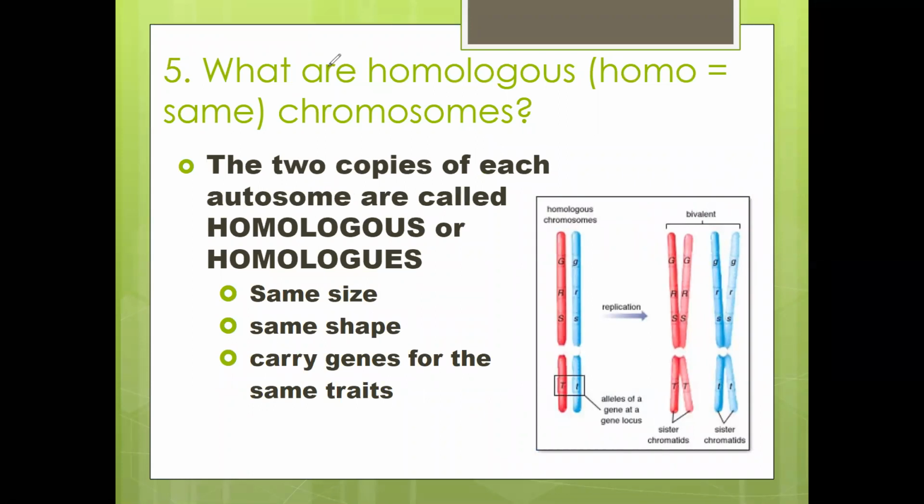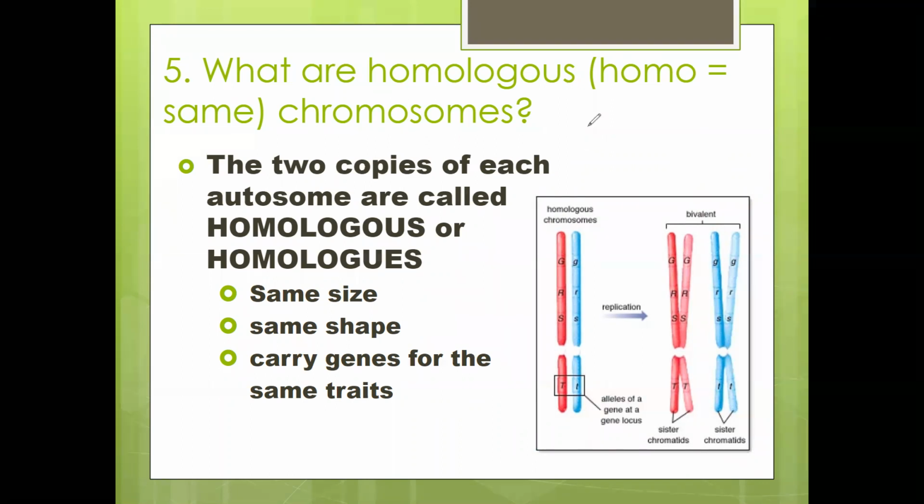You can say that a couple of ways. You can say that the two chromosome ones are homologous to one another, or you can call them homologs. It doesn't really matter which one you choose. They both mean the same thing. But the biggest thing to know is that each homologous chromosome is going to be the same size, the same shape, and carry genes for the same trait.